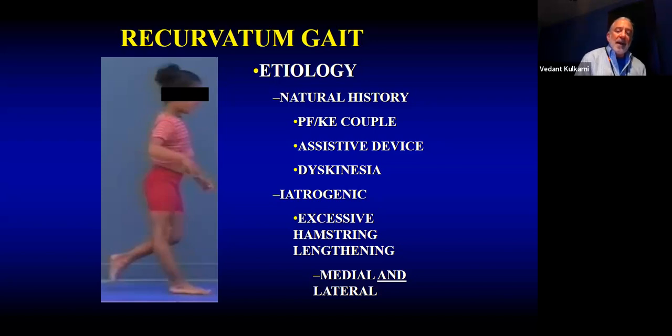Finally, recurvatum gait may be related to the movement disorder, as I alluded to earlier. Children with more complex movement disorders may prefer to keep their knee in end range for stability and to increase proprioceptive feedback.